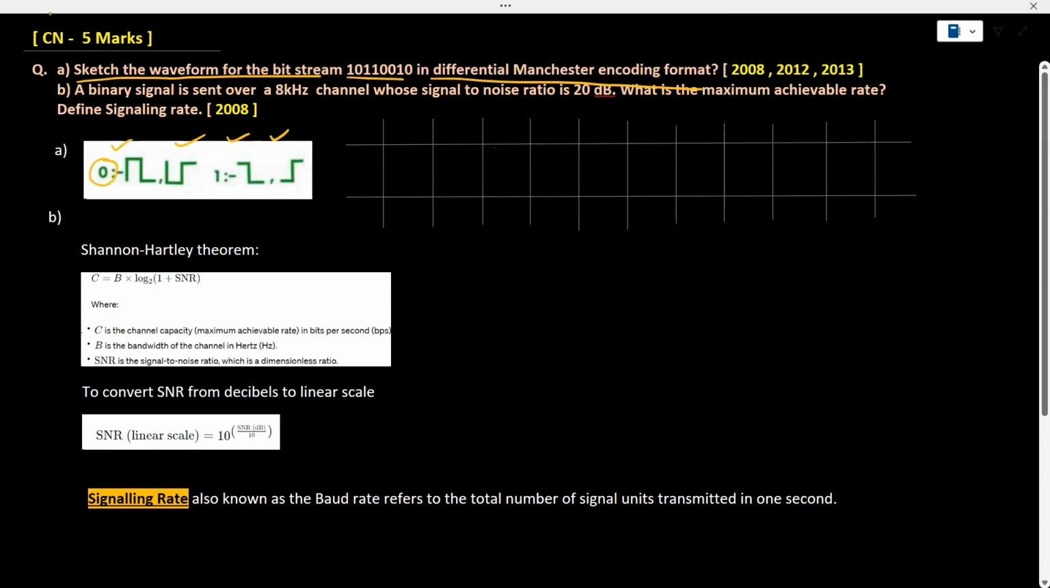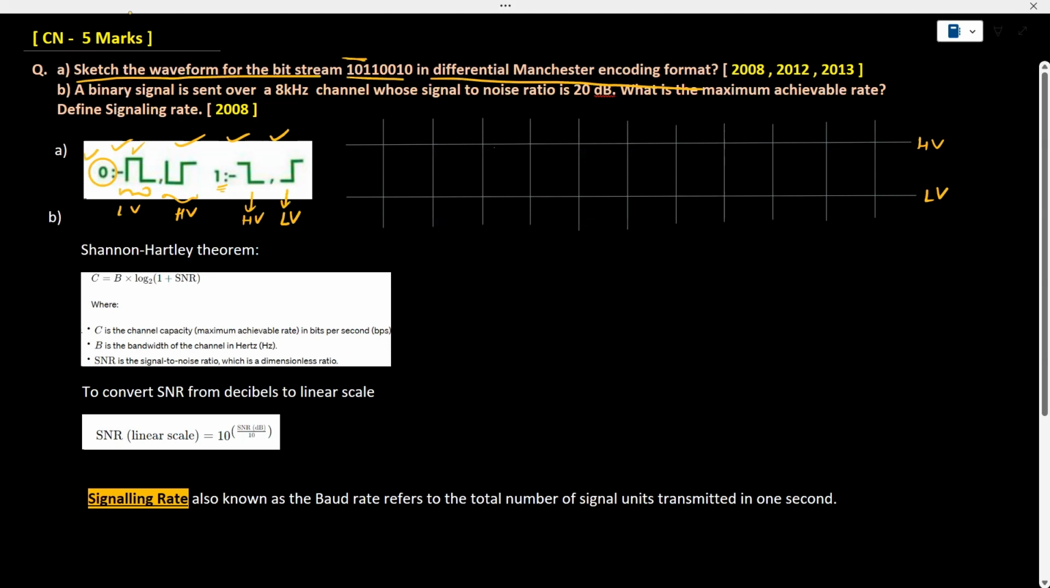For a bit value of zero, when we are at a lower voltage, we will take this transition. When we are at a higher voltage, we will take this transition. And for a bit value 1, when we are at a higher voltage, we will take this transition, and when we are at a lower voltage, we will take this transition. So this indicates higher voltage and this indicates lower voltage. Now we will draw the sketch of this waveform.